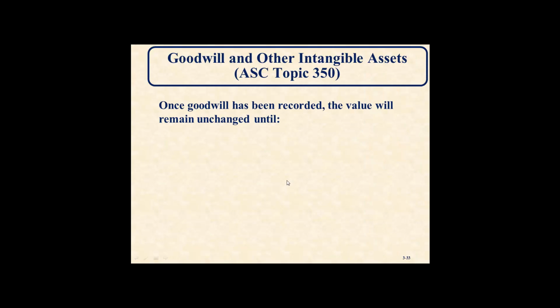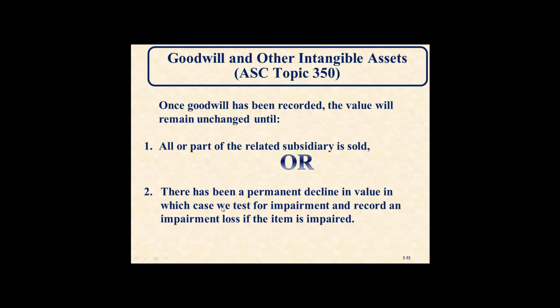Once goodwill has been recorded, the value will remain unchanged until one, all or part of the related subsidiary is sold. So if you sell all or part of it, then you'll have to change the goodwill. Or there has been a permanent decline in the value, in which case we test for impairment and record an impairment loss if the item is impaired. I'm going to discuss this, but we're not going to go too far into goodwill impairment in this chapter.